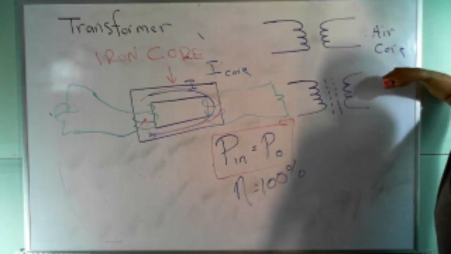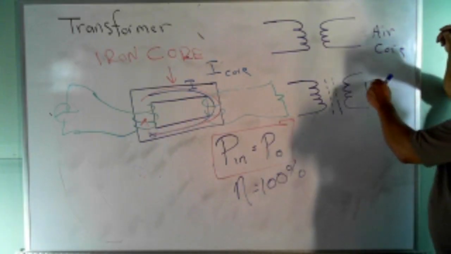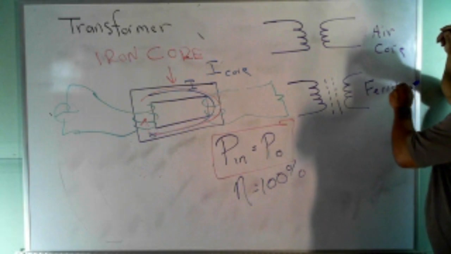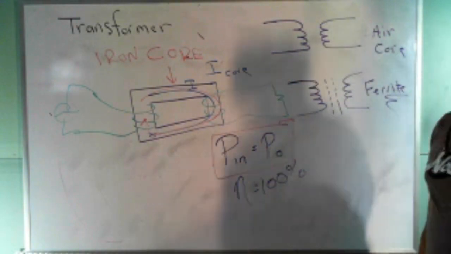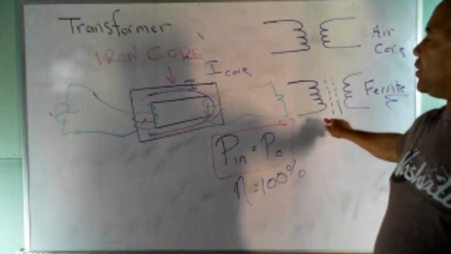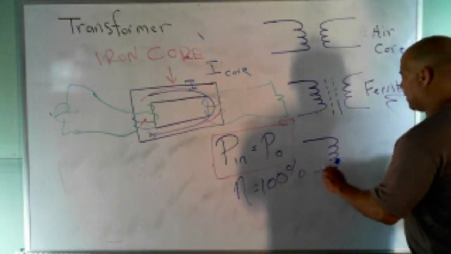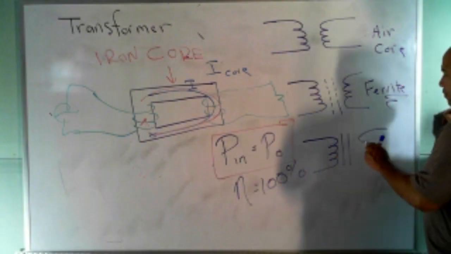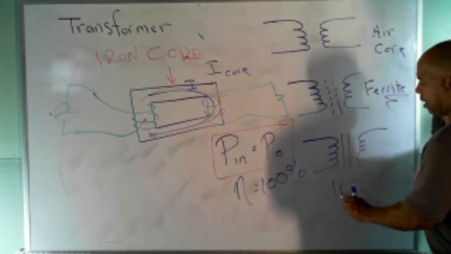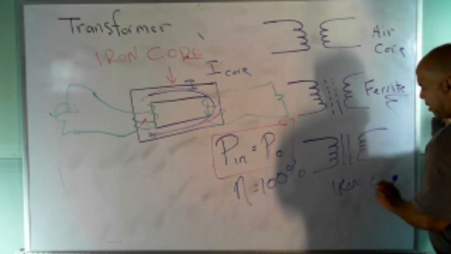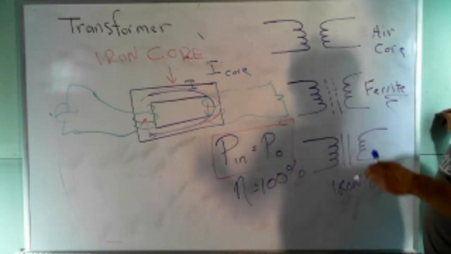Don't quote me on this, I think this is called ferrite. But don't write that down. I might be wrong. I never worked with these. The one we're interested in is this one. 2 solid lines. That's iron core. That's the one we're going to talk about in this class.